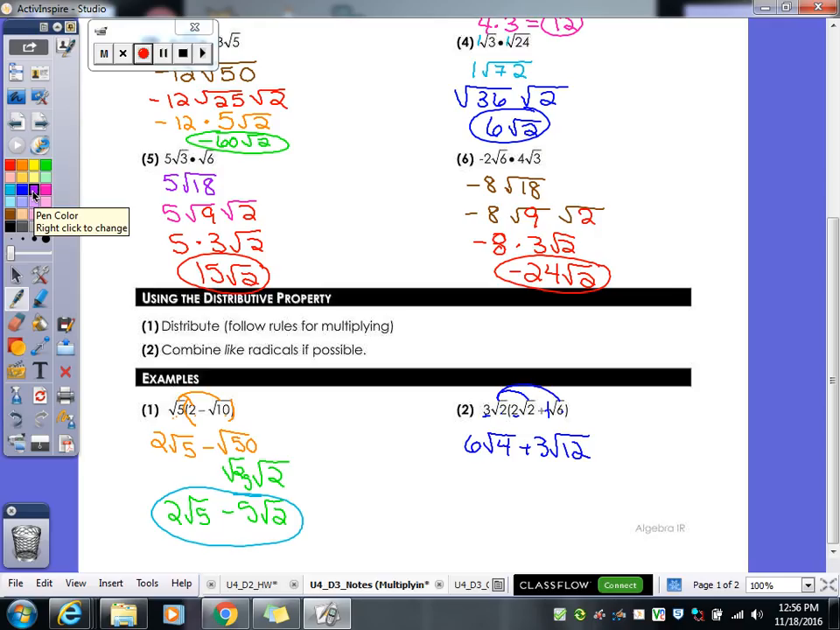Let's now simplify both of them. Square root of 4. Is that a perfect square? Yep. So I don't need my radical sign because that's already a perfect square. What is the square root of 4? 2. And I've got to multiply it times that 6. So I get a 12.